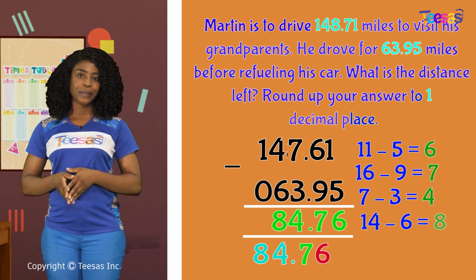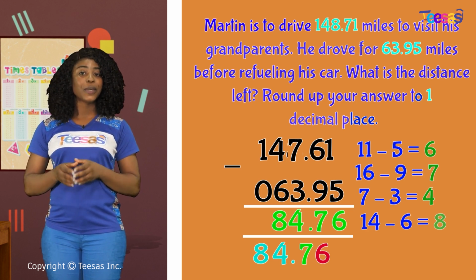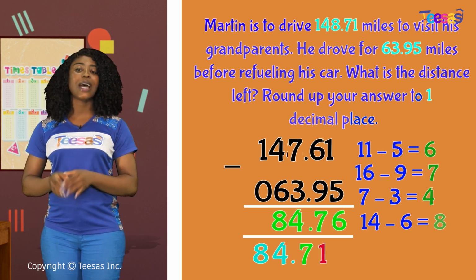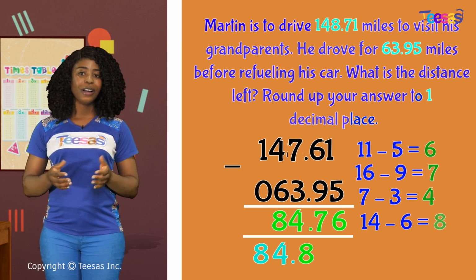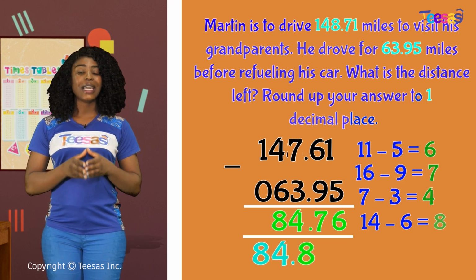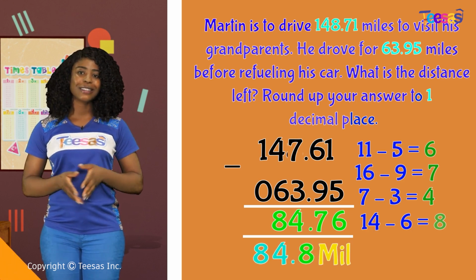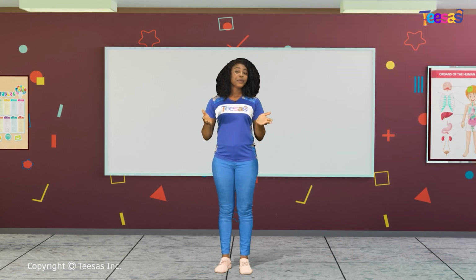To round up 84.76 to one decimal place, we have the target digit as 7 and the rounding digit as 6. 6 is rounded up to become 1. Then we add 1 to 7, making it 8. Therefore, the distance left is 84.8 miles. Decimal fractions have endless applications, from measuring length, weight, and temperature to dealing with money.